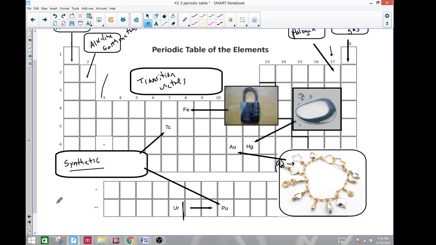So, for example, uranium, and then Pu, which is plutonium. Both of these are very critical in the area of nuclear weapons.